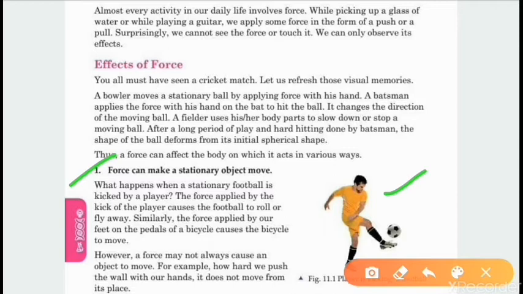The application of force in this case allows the ball to move from its stationary position or rest position. The force applied by the kick of the player causes the football to roll or fly away. Similarly, the force applied by our feet on the pedals of the bicycle causes the bicycle to move. So to drive a bicycle, what do we do? We apply force on the pedals of the bicycle, so it allows the bicycle to move. So by the application of force, a stationary object can move.